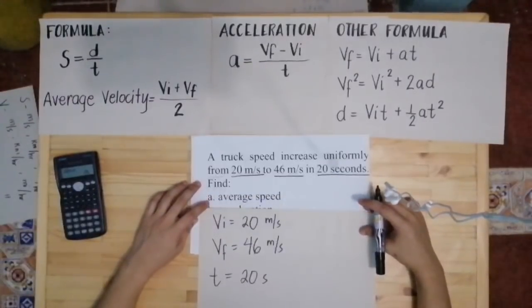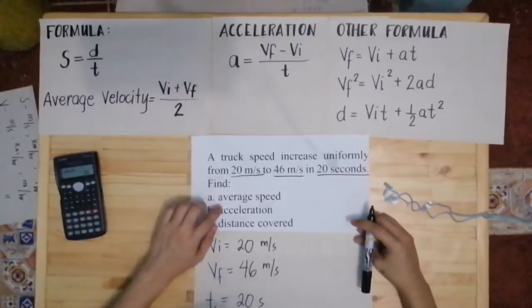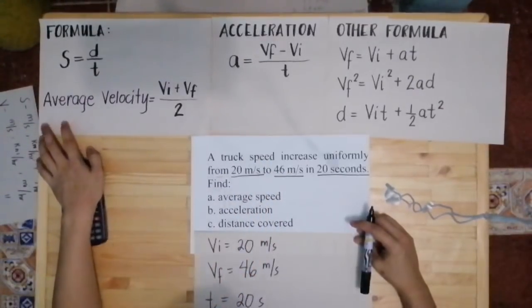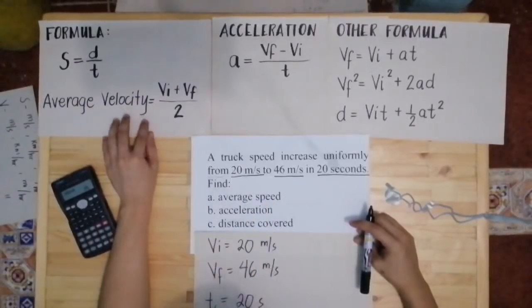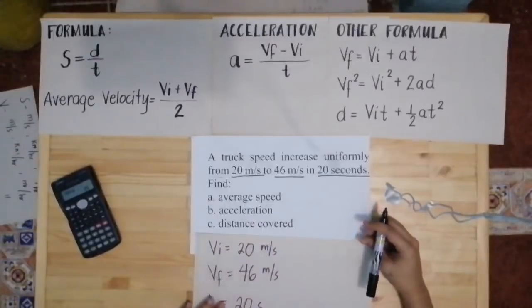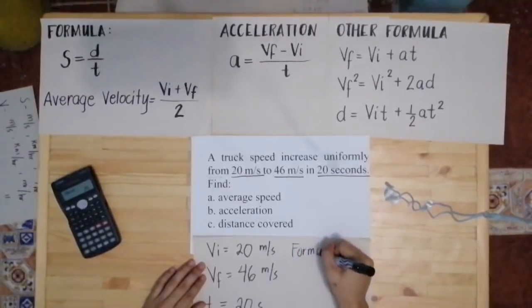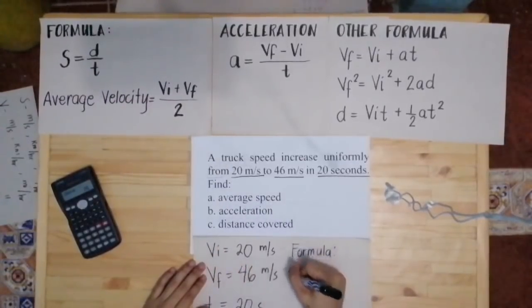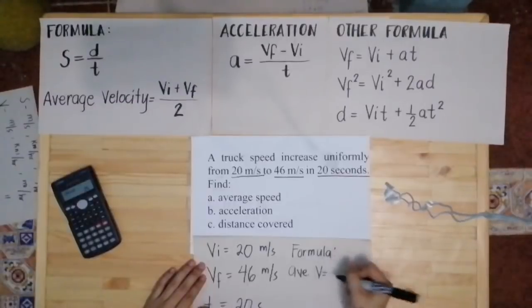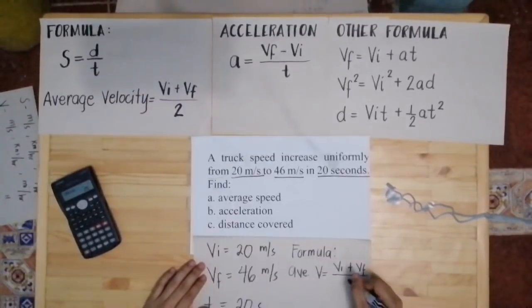So paano natin mahanap yung mga pinapahanap sa atin? Letter A is the average speed. So look for the formula to get the average speed. Average speed ay ito yon. Sabi ko nga sa inyo, speed at velocity ay parehas lang. Okay? So parehas na silang formula. Average velocity, yan yung gagamitin natin dito. So isolve natin formula. Copy natin to. Average velocity or average speed, parehas lang yon. That is equal to VI plus VF divided by 2.